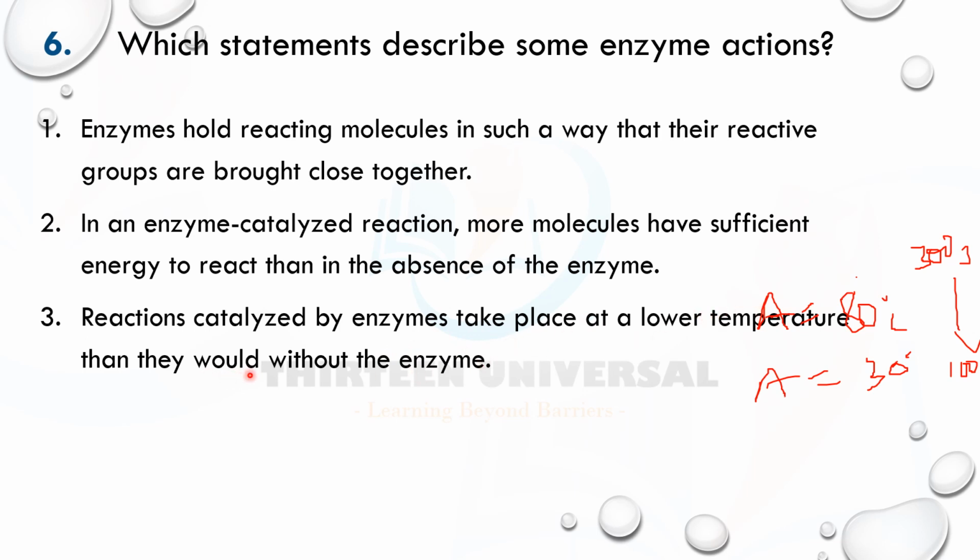3 says the reactions catalyzed by enzymes take place at lower temperature. The same thing, because if you want to supply energy to a reaction, it is by heating. If you need high energy, you heat at high temperature, okay. But if you need a low amount of energy, you will heat at low temperature. So when the enzyme comes, you need less heat, and therefore less energy is needed, therefore lower temperature, okay. So the reaction will go at a lower temperature because the enzyme has lowered the amount of energy needed. So 3 is correct. So what do you think is the answer?